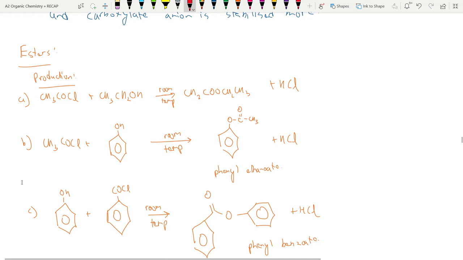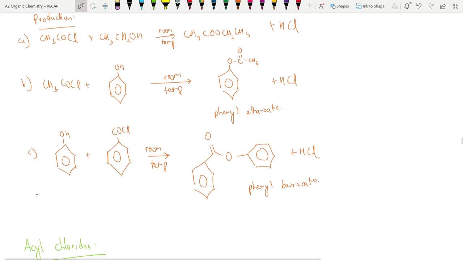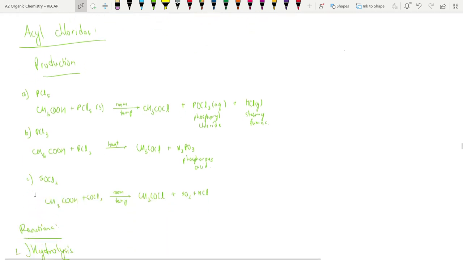Okay. Moving on to esters, how can we produce them? We know that they can be produced using carboxylic acids and alcohols from AS, but in A2 we need to know that acyl chlorides can be reacted with alcohols and phenols to produce esters. This occurs at room temperature, and this is a condensation reaction because a small molecule of HCl is released. We're going to see steamy, white fumes.